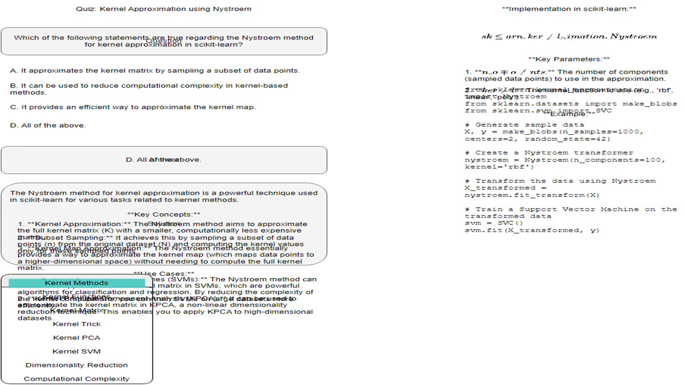Imagine we have data points x1 and x2. A simple linear kernel would be defined as k(x1, x2) = x1^T x2, where x1^T is the transpose of x1. This kernel calculates the dot product of the two vectors, providing a measure of similarity between them. Kernel functions. Kernel functions are crucial to kernel methods. They define the similarity measure between data points.